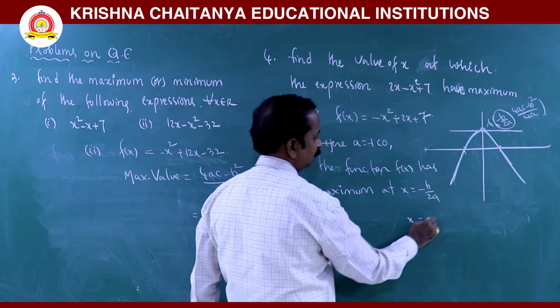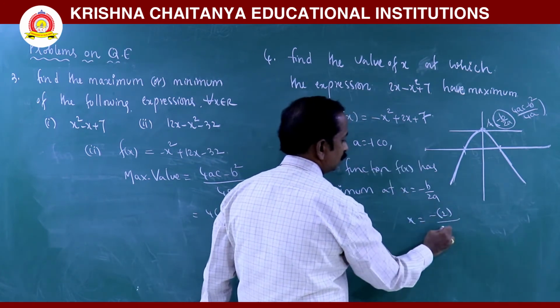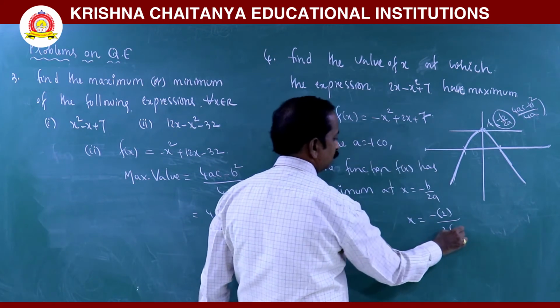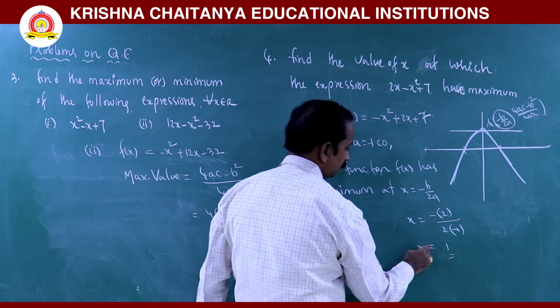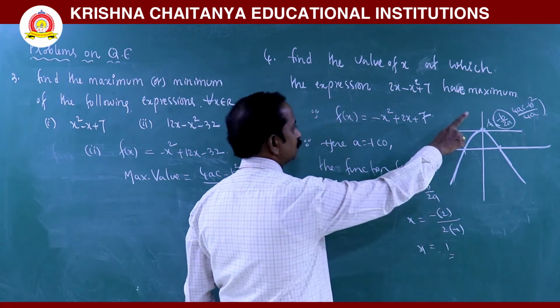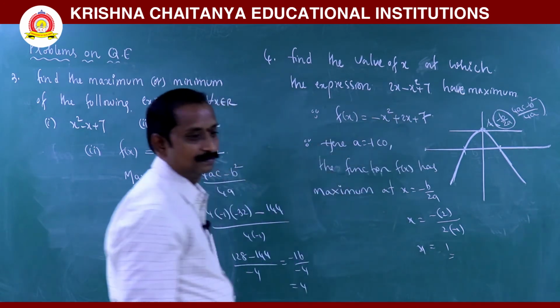So x is equal to minus b by 2a. For this quadratic expression, b is 2, divided by 2 into the value of a, minus 1. So minus 2 by minus 2 is nothing but 1. So at x equal to 1, the quadratic expression has its maximum.